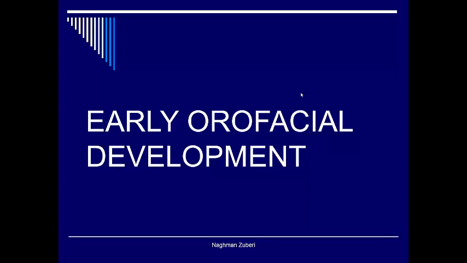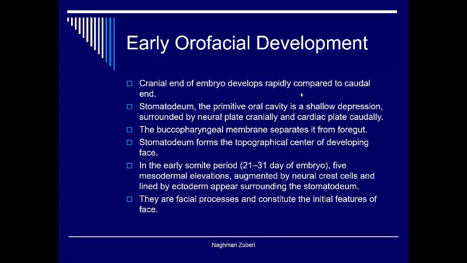Early orofacial development. In early orofacial development, the cranial end of the embryo develops rapidly compared to the caudal end. Stomatodeum, the primitive oral cavity, is a shallow depression surrounded by the neural plate cranially and the cardiac plate caudally. The buccopharyngeal membrane separates it from the foregut. Stomatodeum forms the topographical center of the developing face.